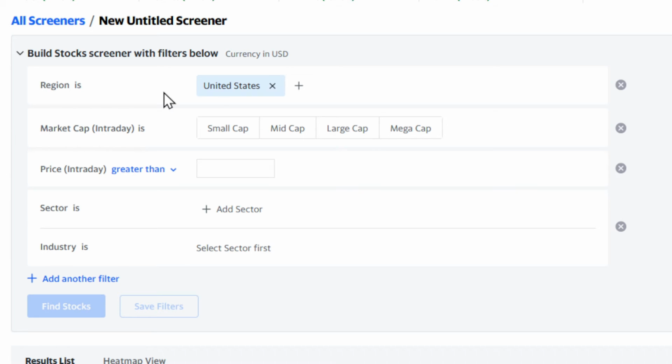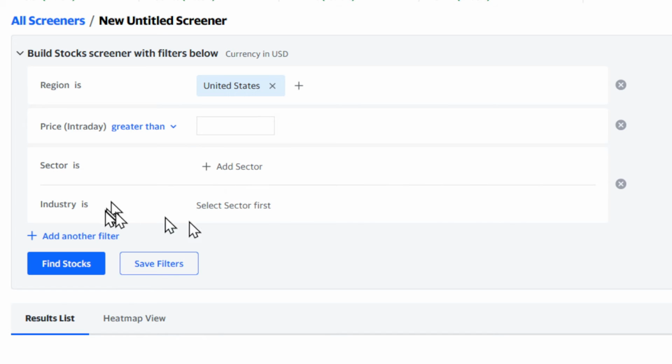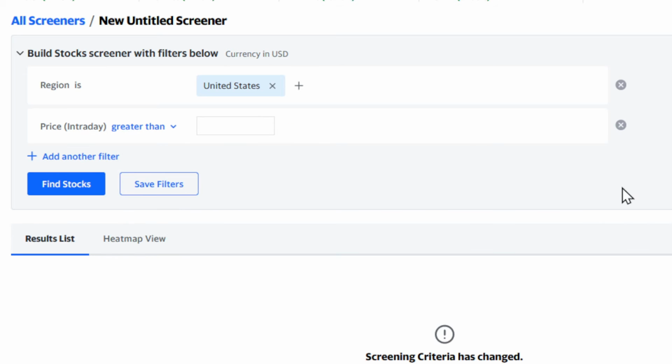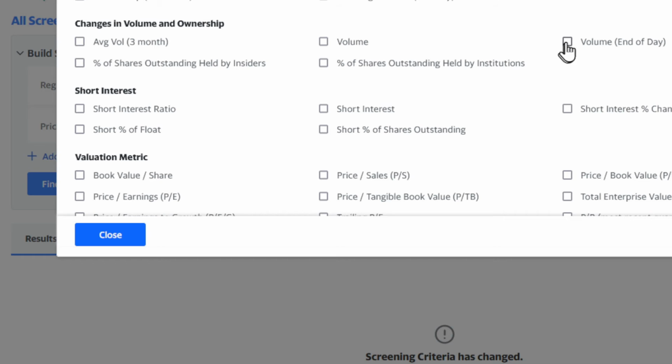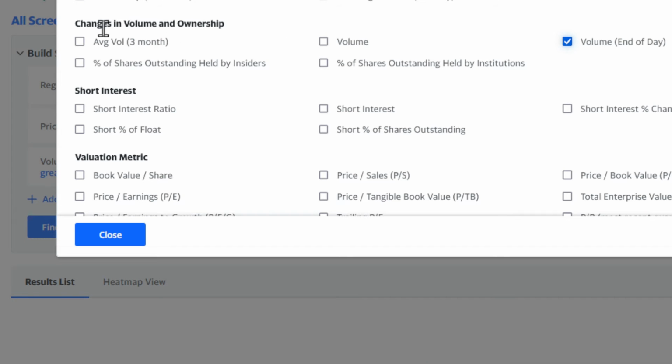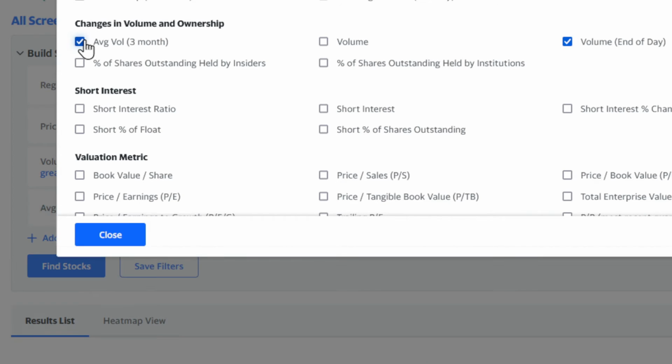So here we go. We'll leave region as United States. We're going to get rid of market cap. We're going to get rid of sector and industry. Let's go find volume. Where is it? Right here. Volume end of day. Average volume 3 months.